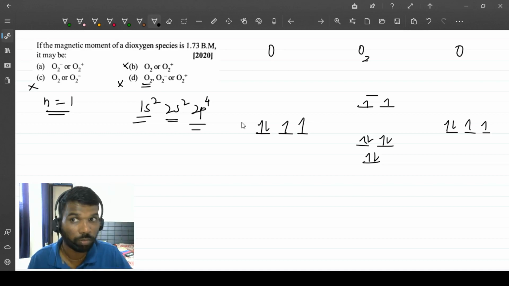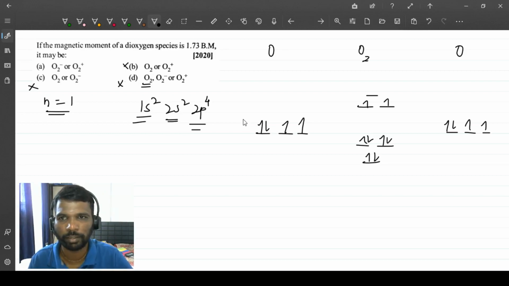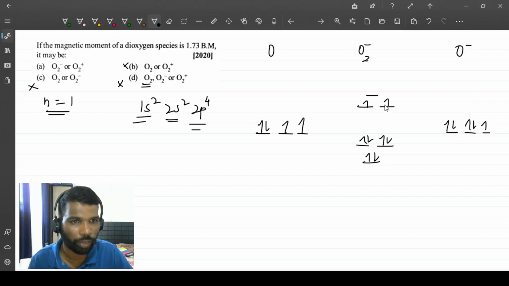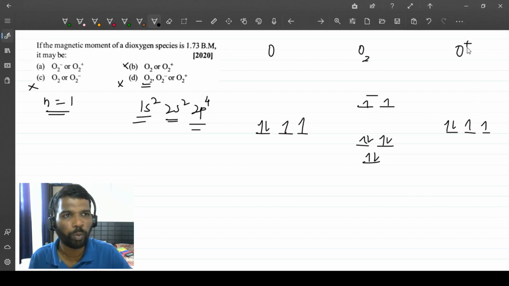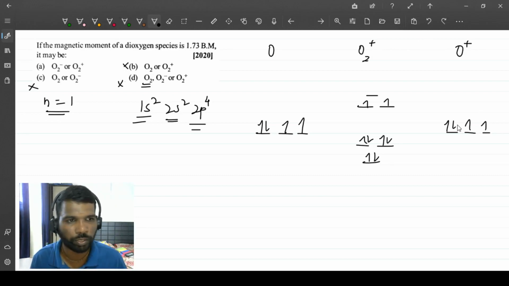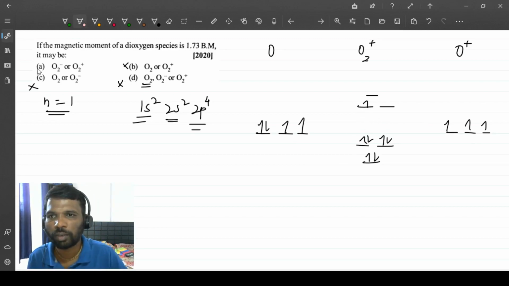Let's check for O2 minus. O2 minus means you will be adding one electron over here. If you add one electron, it will have one unpaired electron, right? What is the meaning of O2 plus? If this is O2, then O2 plus means we remove one electron from here because there are seven electrons. And again, there is one unpaired electron. So option A is the correct one.